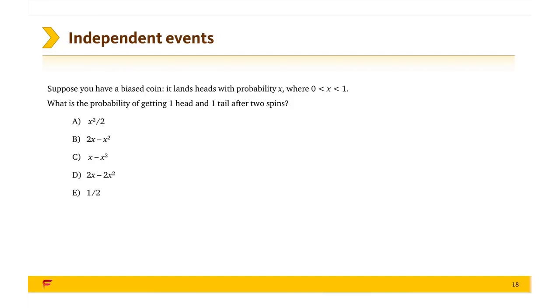I'm going to apply this same logic to this question, which is a bit more difficult in that we don't have this 50%, we just have x. But the logic does not change. What is the probability of getting one head and one tail after two spins? Okay, so we can get a head on the first spin and a tail on the second spin, or we can get a tail on the first spin and a head on the second spin, and both of these states meet our criteria.